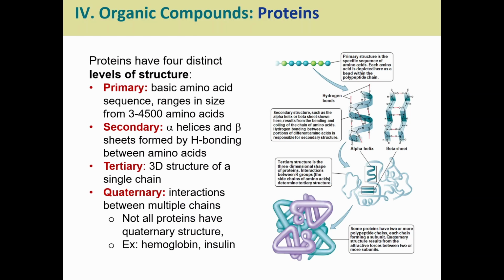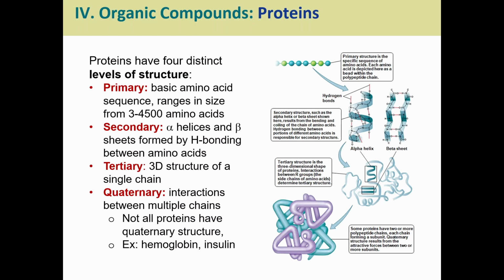But number 1 is primary structure. This is just the basic order of amino acids. This can be from 3 to 4,500 amino acids long. So these are huge, right? So if we think of primary structure of a protein, think of if you were to unwind the entire protein and string it out like garland or like a necklace, right? Like a pearl necklace. That would be the primary structure. Just what amino acids do you have in that long single strand?